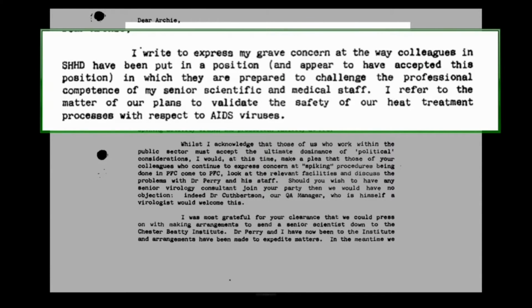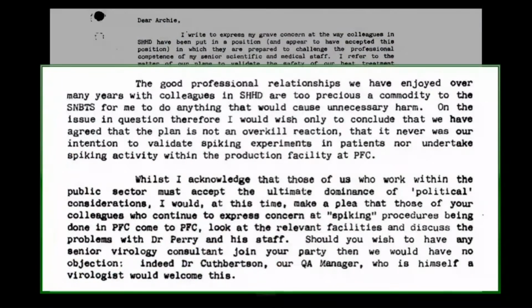I refer to the matter of our plans to validate the safety of our heat treatment processes with respect to AIDS viruses. The good professional relationships we have enjoyed over many years with colleagues in SHHD are too precious a commodity to the SNBTS for me to do anything that would cause unnecessary harm. On the issue in question, therefore, I would wish only to conclude that we've agreed that the plan is not an overkill reaction, that it was never our intention to validate spiking experiments in patients, nor undertake spiking activity within the production facility at PFC.